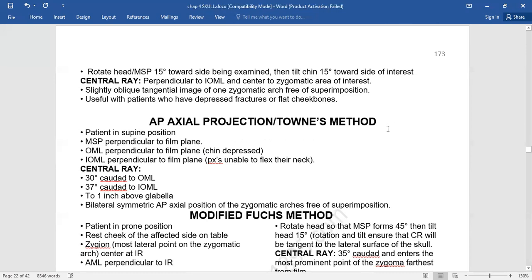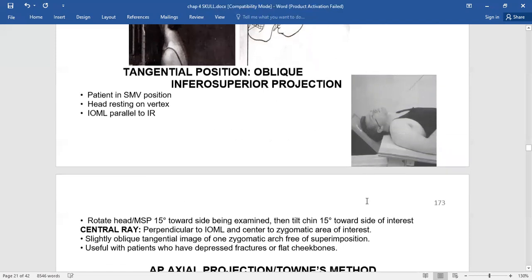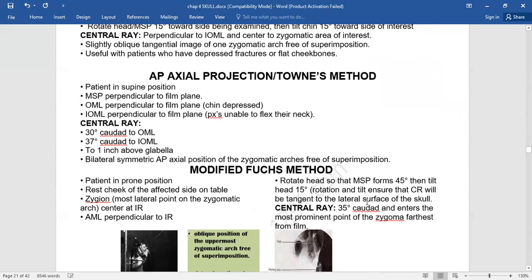So the CR perpendicular to IOML and center to zygomatic area of interest. So this is useful for patients who have depressed fractures or for patients with flat cheekbones. Remember, we are talking about the zygomatic arches here. So kung yung patient have flat cheekbones or may depressed fractures sa zygoma, so ang recommended is tangential position, oblique, infero-superior projection for the zygomatic examination.